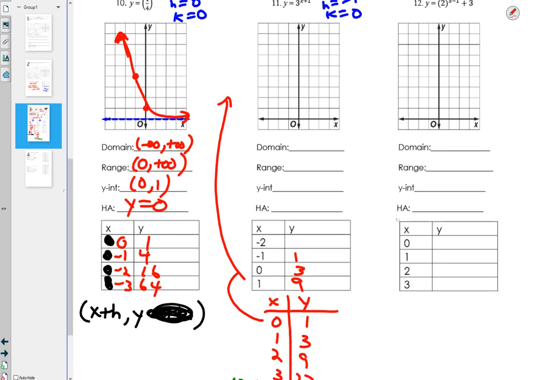Where's my asymptote going to be at? Y equals 0, because that's what k is. What's my y-intercept going to be? 0, 3. What's the domain? Real numbers, yes. Range?